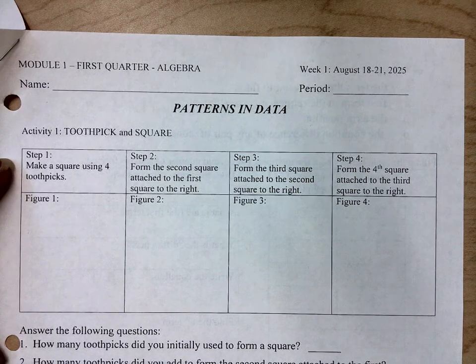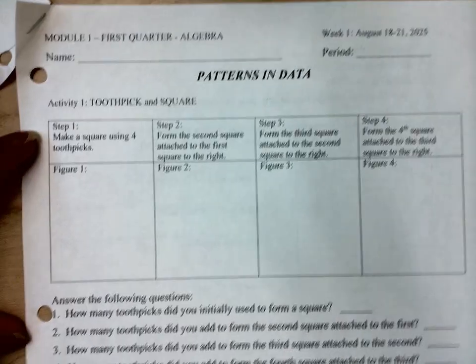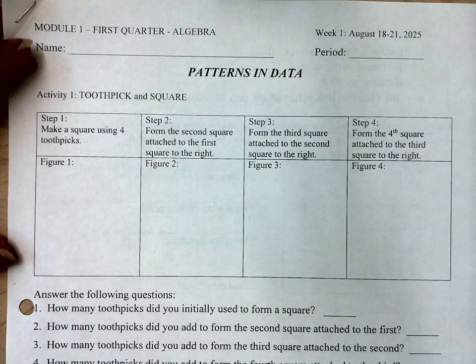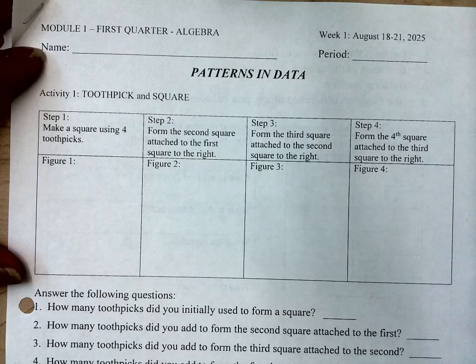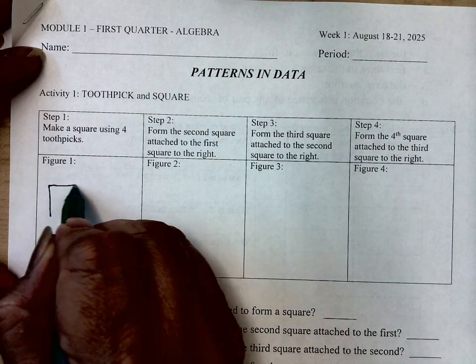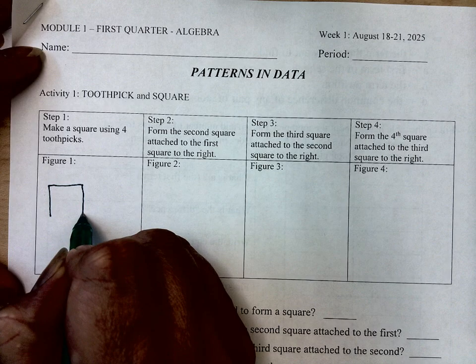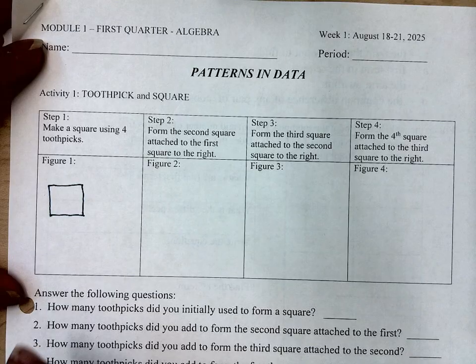Patterns in algebra. Our example is about toothpicks and a square. We may not have toothpicks, but we're going to use our pencil or pen. Now, make a square using 4 toothpicks. So 1 toothpick, 2 toothpicks, this is the third, this is the fourth. So how many toothpicks did we use with this one?